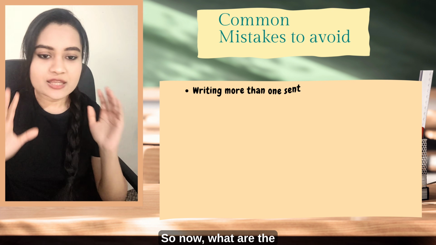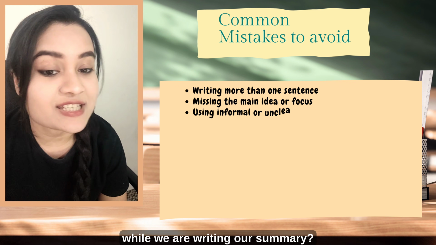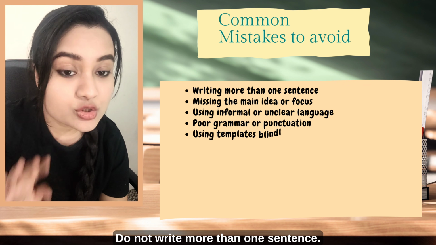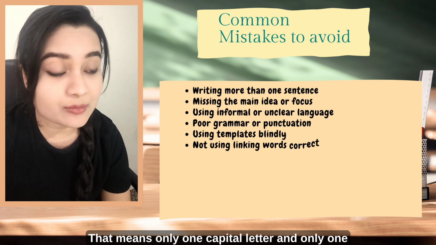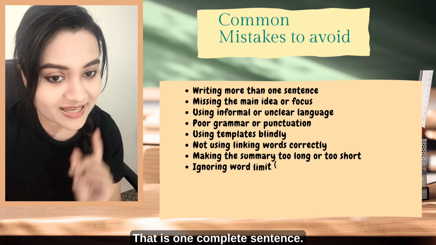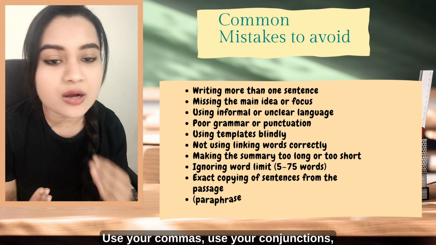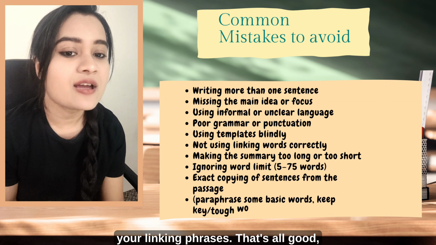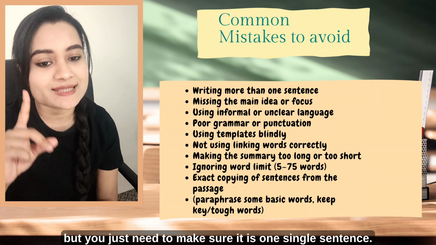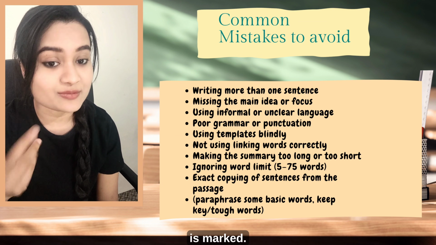So now, what are the common mistakes that we must avoid while we are writing our summary? Writing more than one sentence. Do not write more than one sentence. That means only one capital letter and only one full stop at the end. That is one complete sentence. You can do whatever you want in between. Use your commas, use your conjunctions, your linking phrases. That's all good, but you just need to make sure it is one single sentence. That is where your form is marked.